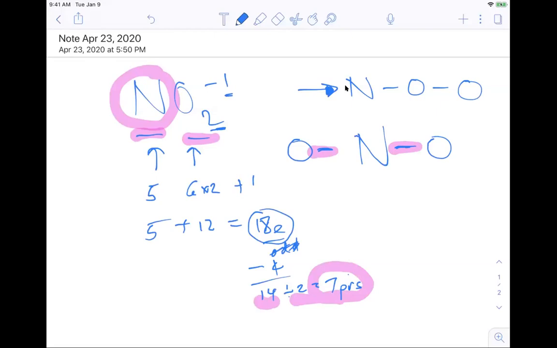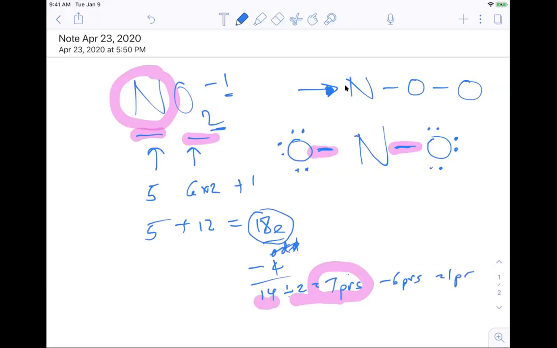You need to distribute them on the peripheral atoms. So I don't care where you start. 1 pair, 2 pair, 3 pair, 4 pair, 5 pair, 6 pair. So I've used up 6 pairs, right? Minus 6 pairs means I've got 1 pair left, right?